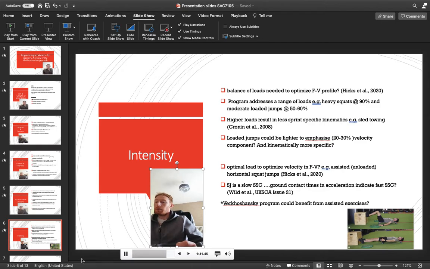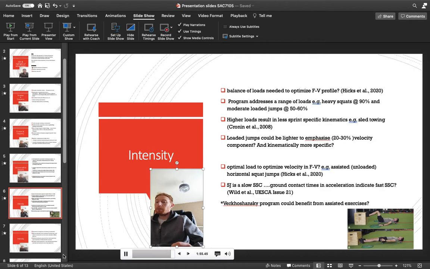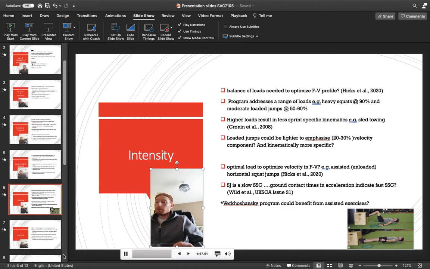I think Hicks have done a good job there in being able to do that, to really emphasize the velocity component, because we know acceleration uses the fast stretch shortening cycle, not to the same degree as the max velocity phase, but if we can use the squat jump and turn it into a velocity based exercise, that's going to be really beneficial. So Verkhoshansky's program could benefit from that sort of intuitive exercises like that.